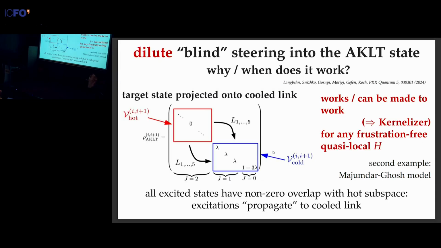And in the case of the AKLT, this worked out of the box naturally, but understanding this picture also taught us what to do if it doesn't work out of the box, because then we can look at quasi-local operators that preserve the target state. This is what we call the kernelizer, the space of these quasi-local operators that don't re-excite our ground state. And we can add these to our Hamiltonian if the excitations are not propagated by themselves to the cooled link. So this scheme works for any frustration-free quasi-local Hamiltonian, and in the paper we work out the math, the algebra, explaining this, and also provide another example.